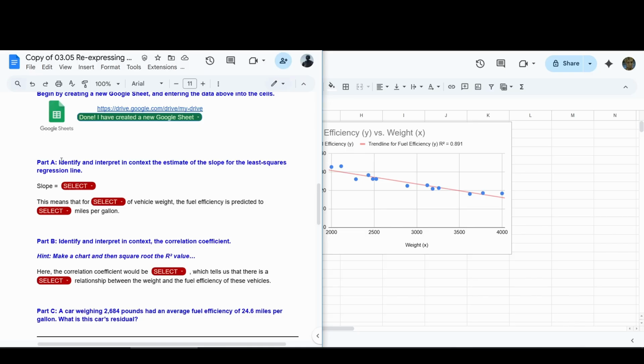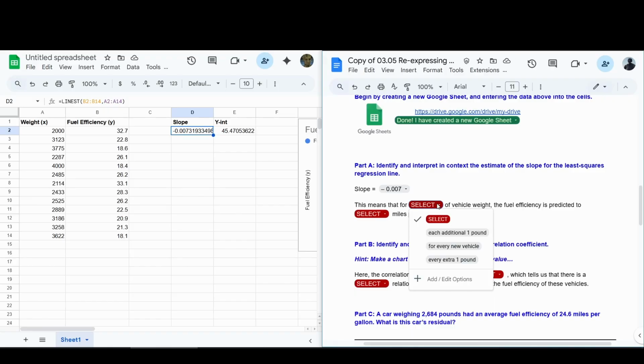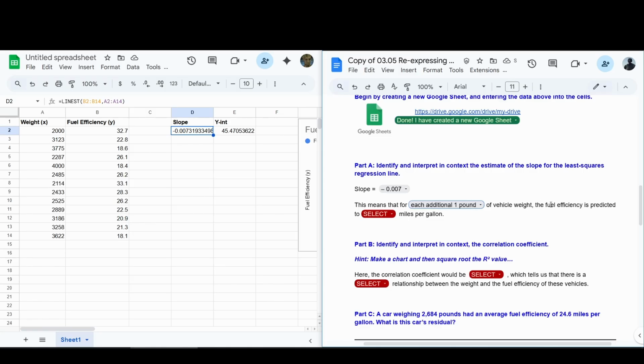So coming back over to here, what was the slope? There we go. I could tell the slope was this number, negative 0.007. You could select that. And what does this mean? Well, for each additional 1 pound, or you could say every extra 1 pound, of vehicle weight, the fuel efficiency is predicted to decrease by 0.007. And I can tell that's decreased because of this negative sign.